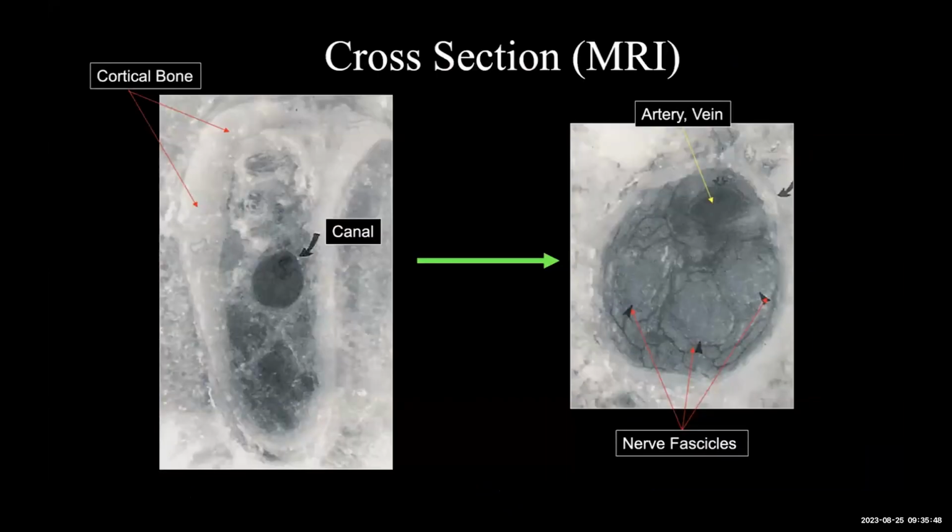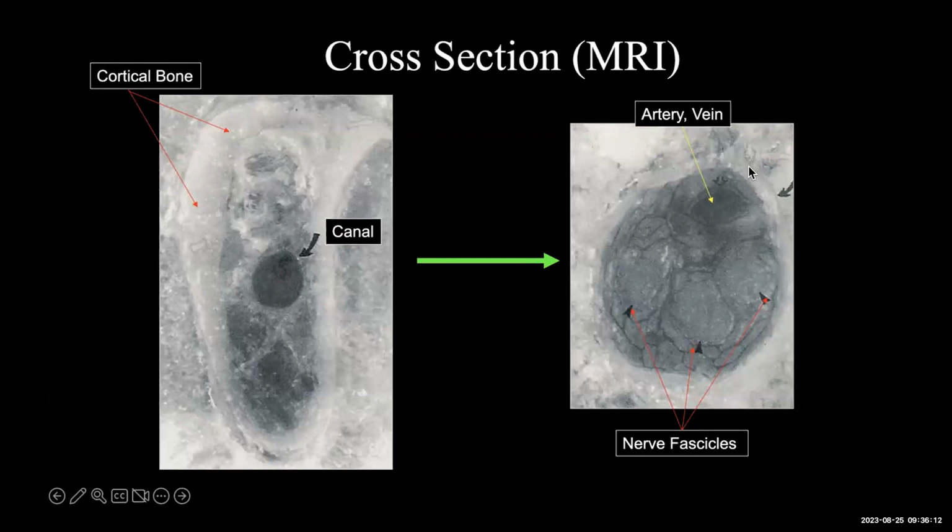So why is this important? Because you have to understand where this nerve is anytime you're working around it, whether it's anterior, posterior, or right over top of it. So if you look at this, this is an MRI, this is the mandible, the cortical bone of the mandible. This is the neurovascular canal. So let's look inside the neurovascular canal.